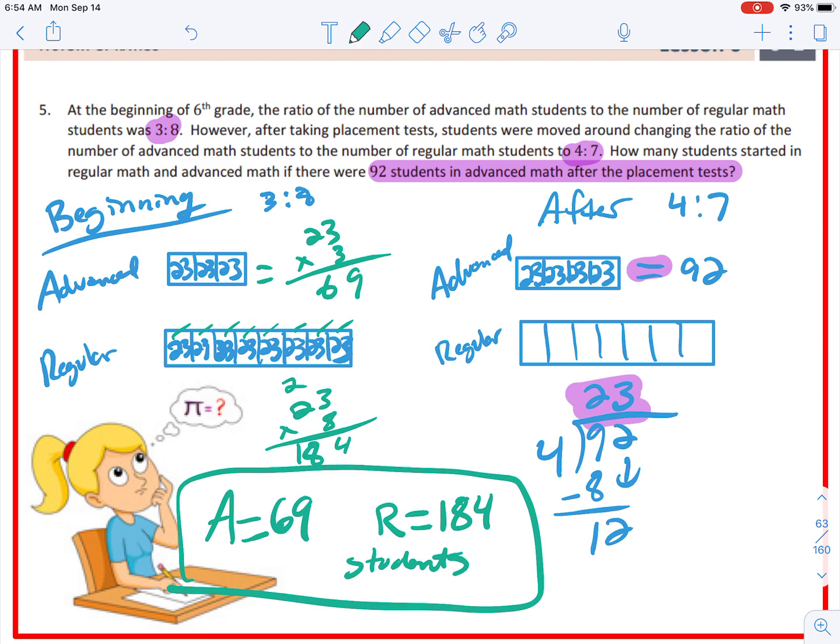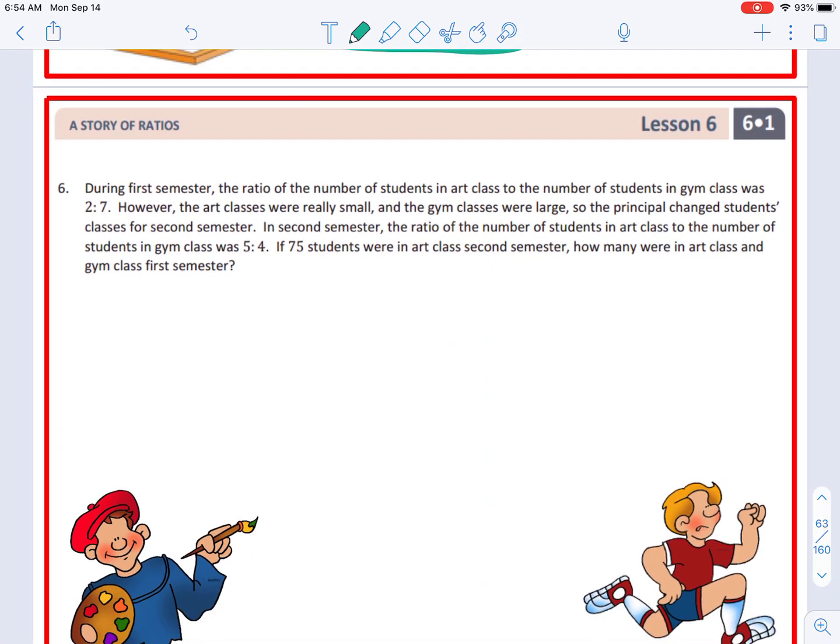All right, guys, let's keep going. Number 6. During the first semester, the ratio of the number of students in art class to the number of students in gym class was 2 to 7. However, the art classes were really small and the gym classes were large. So the principal changed students' classes for second semester. In the second semester, the ratio of students in art class to students in gym class was 5 to 4. If 75 students were in art class the second semester, how many were in art class and gym class the first semester?